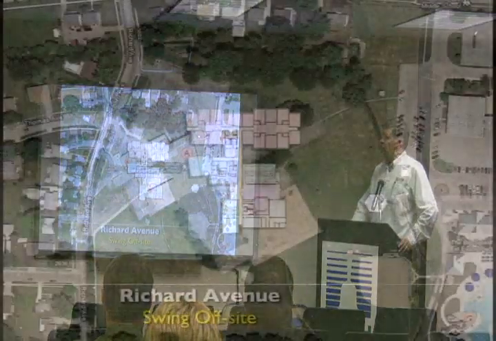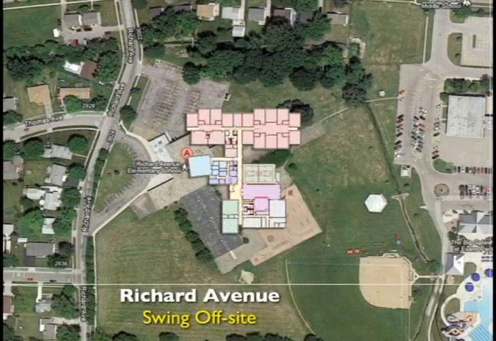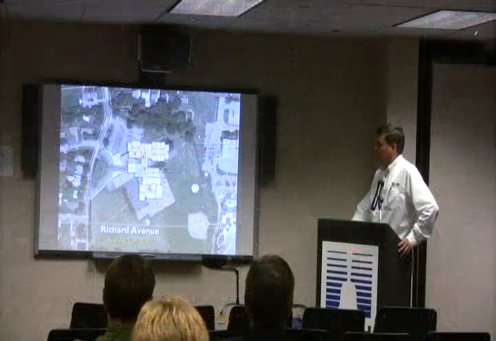Richard Avenue is the other 400 student site. This is a one-story building, but this site looks big, and it is big, lots of green space, but some of it is in what's considered a 100-year floodplain based on creek flows and those kinds of things. None of the current footprint of the building and none of the current parking is in that, but we do need to move these kids off-site.